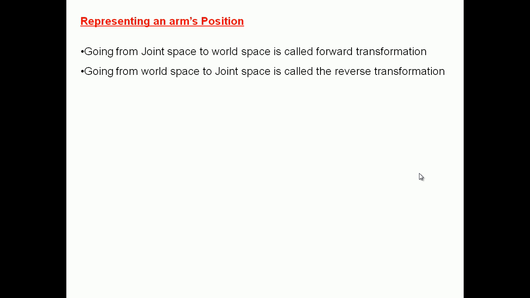So how to represent an arm's position. Going from joint space to world space is called forward transformation, otherwise direct transformation, otherwise direct kinematics. Going from world space to joint space is called the reverse transformation, otherwise reverse kinematics, otherwise indirect kinematics. Now the forward transformation of a 2 degree of freedom arm. We are going to see how to calculate it for the Revolute and Revolute manipulator.